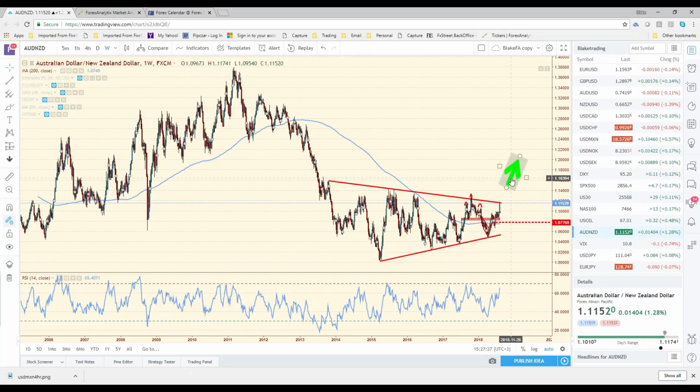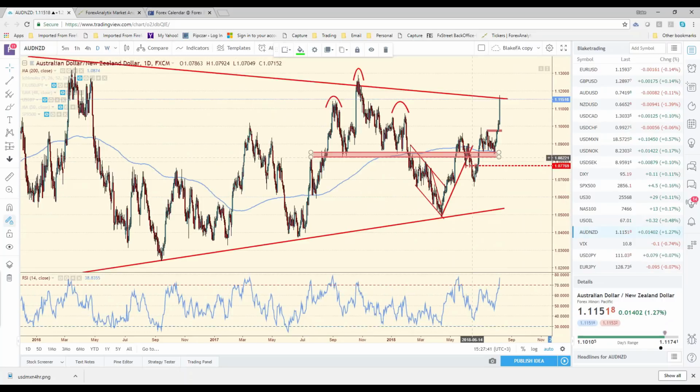I just have to say near term that if you're long the Aussie New Zealand, you do have to be careful here as we reach extremely overbought scenarios in the Aussie New Zealand.